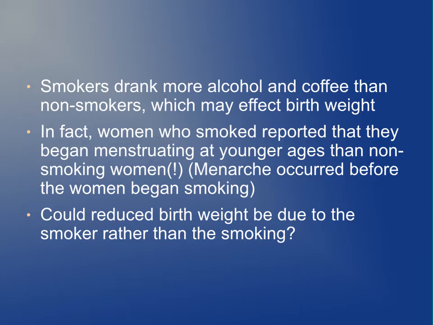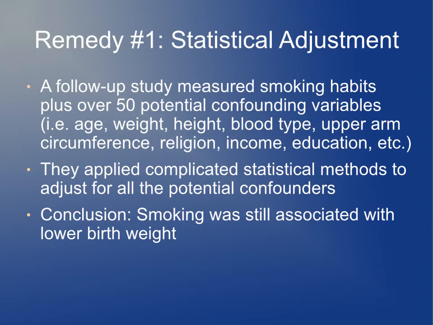So there's a couple of ways that we can try to establish causation despite the non-ideal study design here. One possibility is statistical adjustment. There was a follow-up study that measured every single confounding variable they could think of: age, weight, height, blood type, upper arm circumference, religion, income, education, etc. And they applied some sophisticated statistical methods to try to adjust for all these potential confounding variables. The result was there was still an association between lower birth weight and smoking, increasing our confidence that it isn't a simple case of confounding.